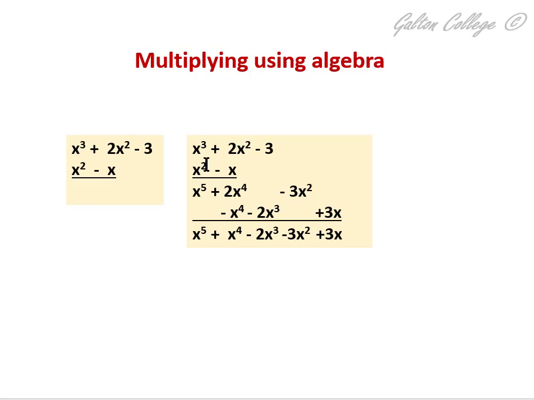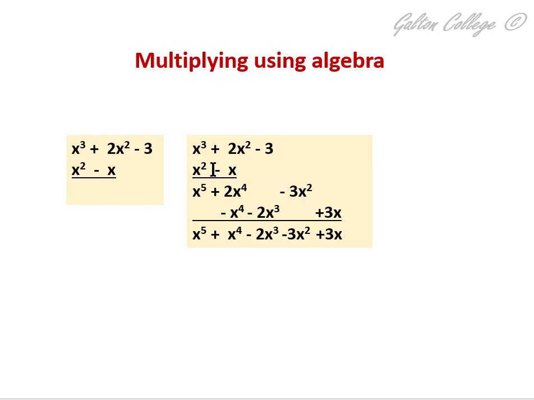First of all, multiply by the x squared. Well, x squared times x cubed is x to the power of 5. There. x squared times plus 2x squared is 2x to the power of 4. There. And x squared times minus 3 is minus 3x squared. There.